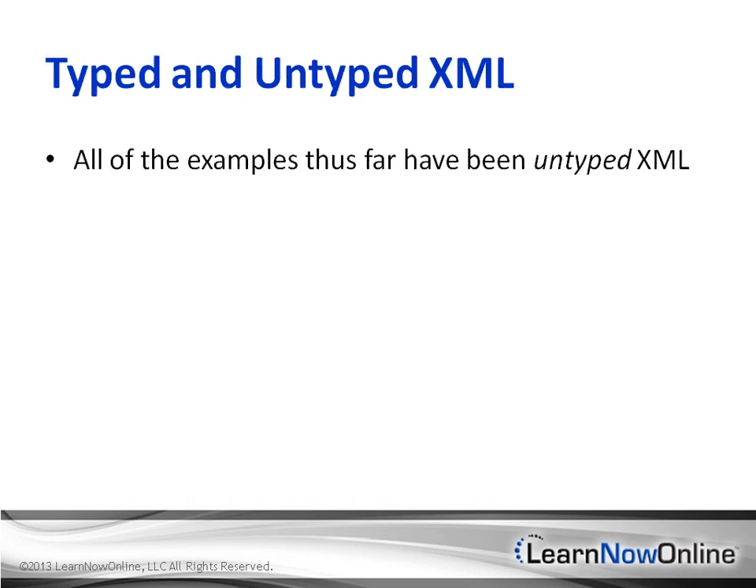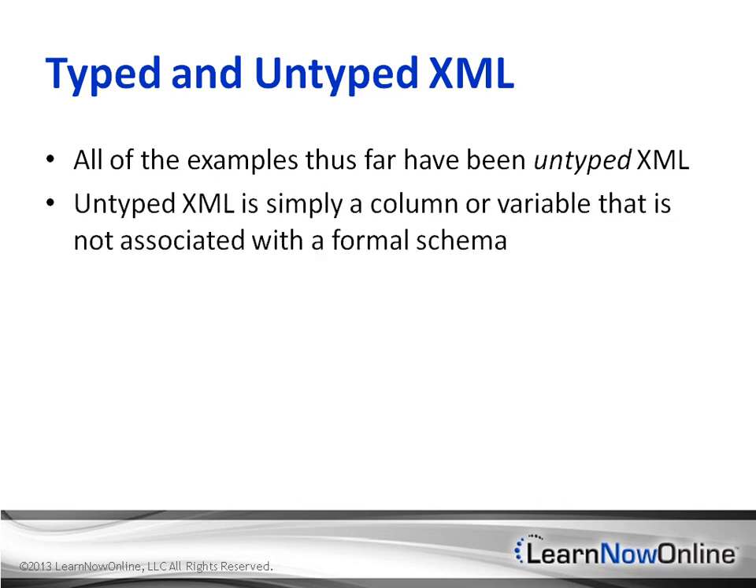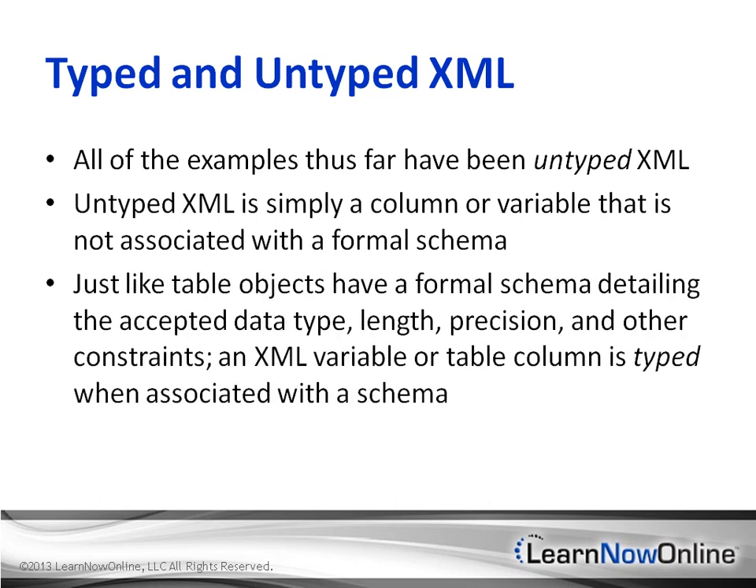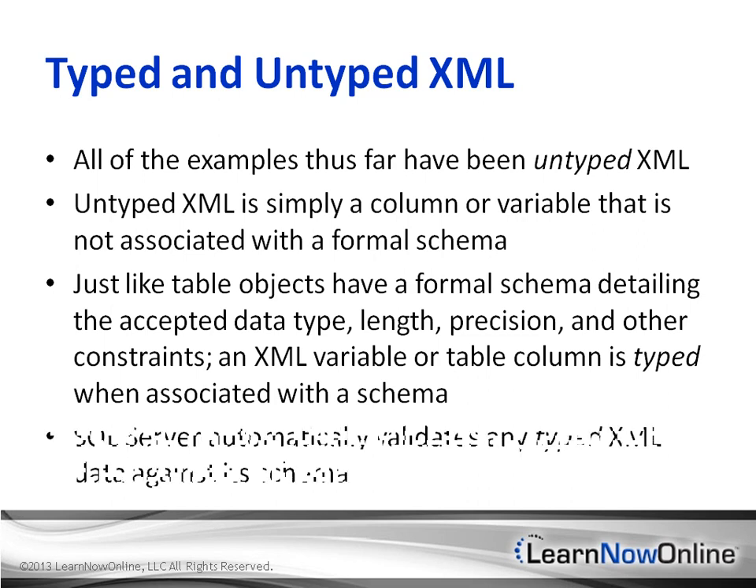All of the examples we've looked at thus far have been what we call untyped XML. An untyped XML is simply a column or variable that's not associated with any formal schema. And just like table objects have a formal schema definition defining their columns and data types and so forth, an XML variable or table column is referred to as typed when it's associated with a schema. And SQL Server will automatically validate any typed XML data against its schema.